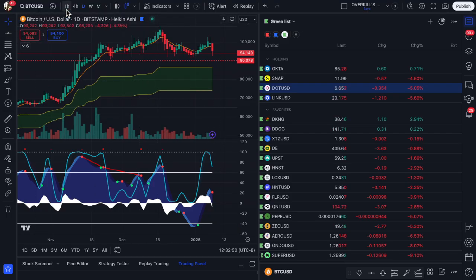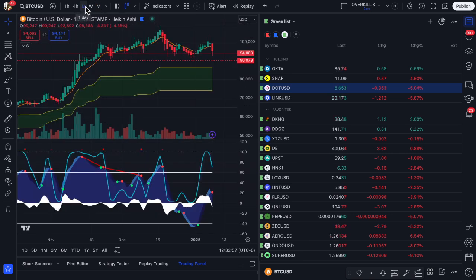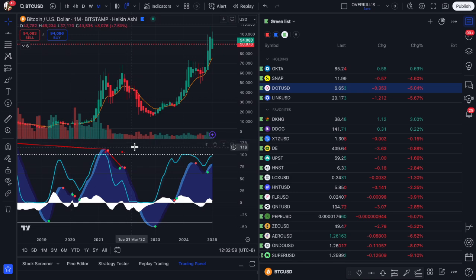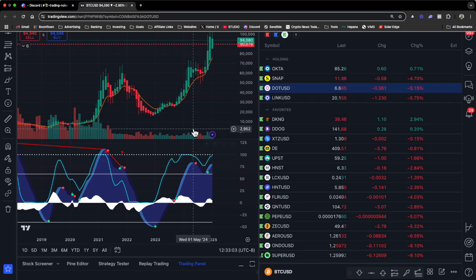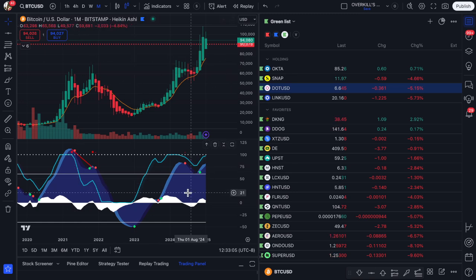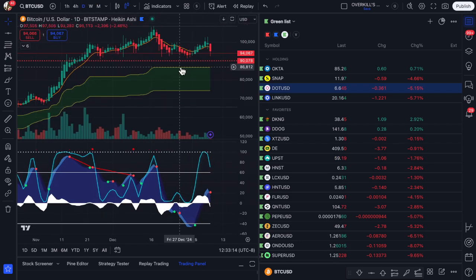The monthly and the daily chart you guys can find right up here in the top left. You can see this is the monthly chart and this is the daily chart. These are where we are charting our trades. So we enter and exit positions using our trading indicator. If you guys are new to the channel, our trading indicator you could see right here on my screen. That is this blue wave down here with the red and green dots. And also what you see here on the daily, which I refer to as the golden zone.